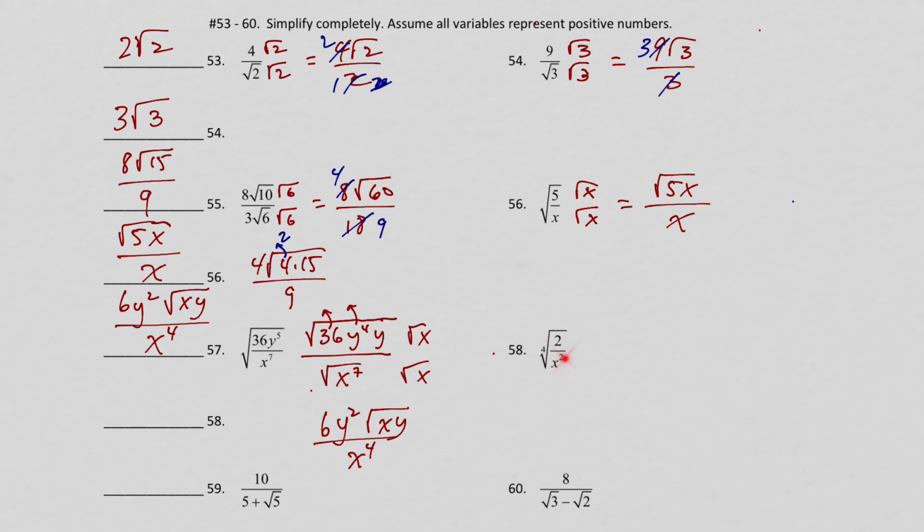On this, I need to get to x to the 4 on the bottom. So I'm going to multiply top and bottom by the 4th root of x squared. On the top, I end up with the 4th root of 2x squared. On the bottom, I end up with the 4th root of x to the 4th, which comes out as just x. So the top is the 4th root of 2x squared.